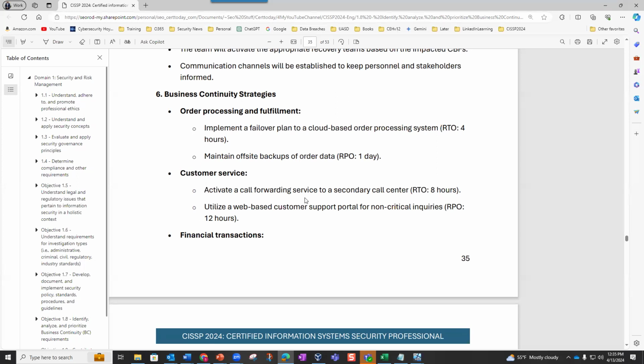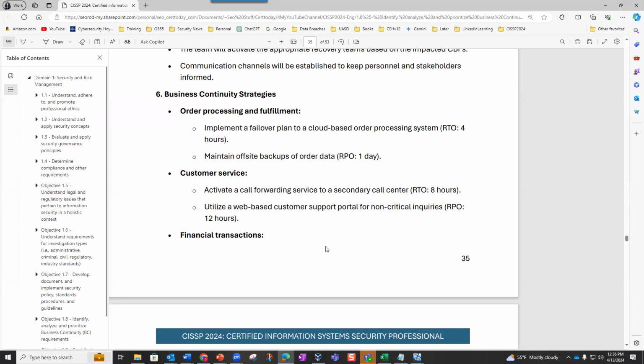Maintain off-site backups of ordered data. RPO 1 day. It is extremely important that we have solid backups that are tested and that those backups are not part of the regular network, because when there is a cyber attack, for example, the bad guys usually look for those backups to infect them as well. So it's important to have a backup that is not connected. It's either off-site or somewhere else, right?